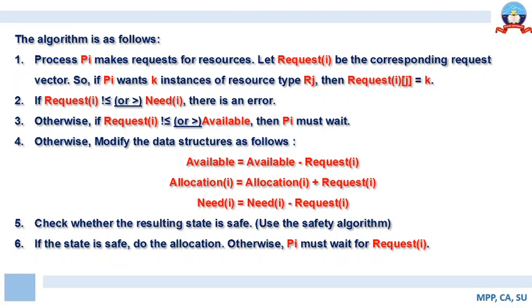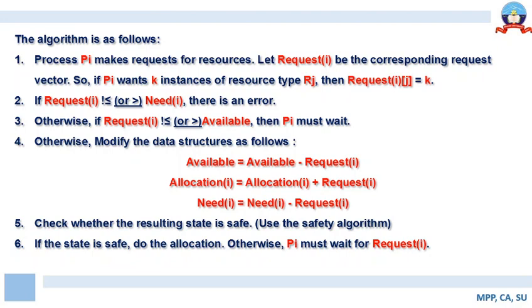if Request of i is less than or equal to Need of i, then we need to check whether Request of i is not less than or equal to Available. If Request of i is greater than whatever resource is available in the system, then the process must wait. But we always need to ensure that Request of i is less than or equal to Need of i. So if Request of i is less than or equal to Need of i, but Request of i is greater than Available, then Pi must wait.